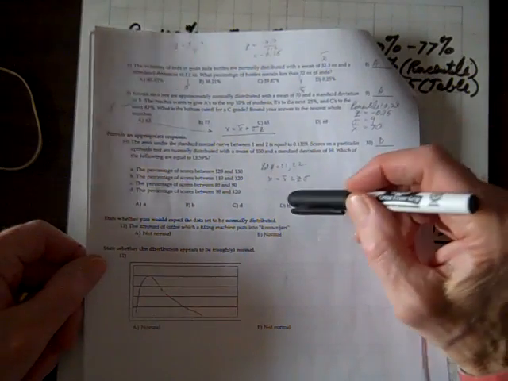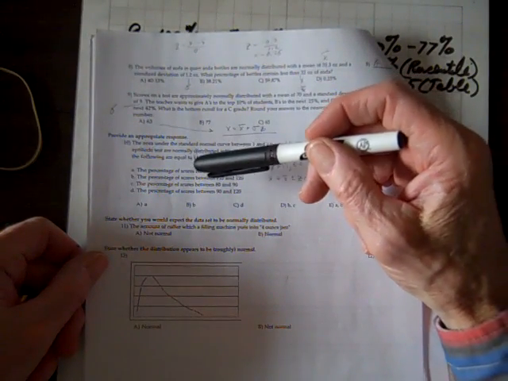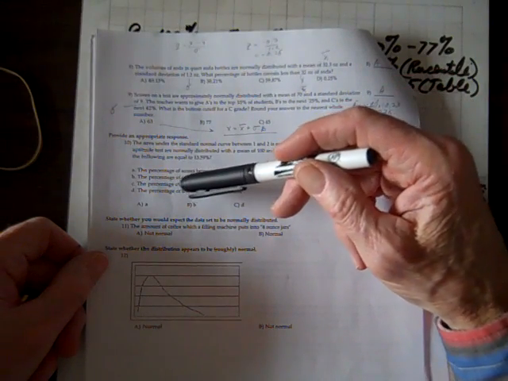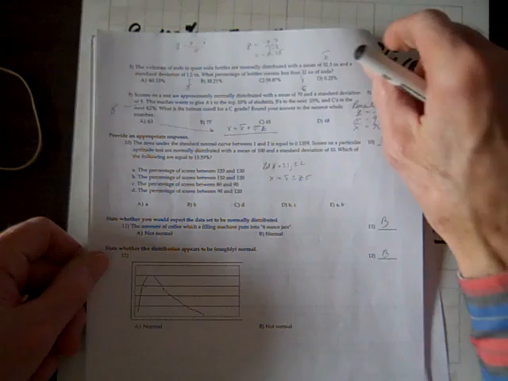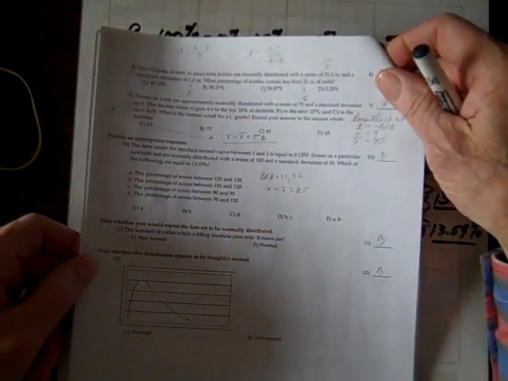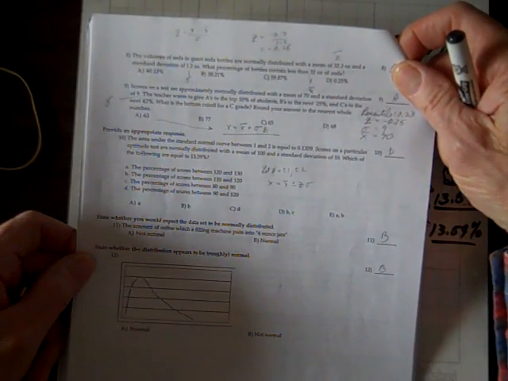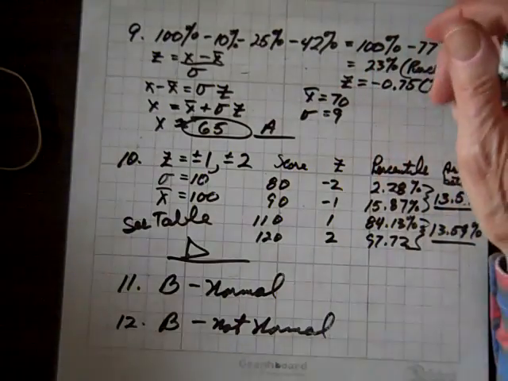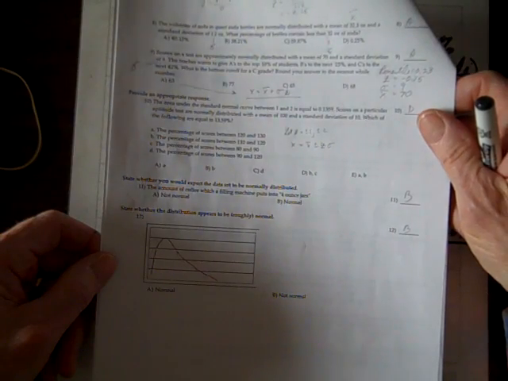13.59%. So our choice for an answer is D, because both B, the percentage of scores between 110 and 120, and the percentage of scores between 80 and 90 satisfy the criteria of having an area of 0.1359.